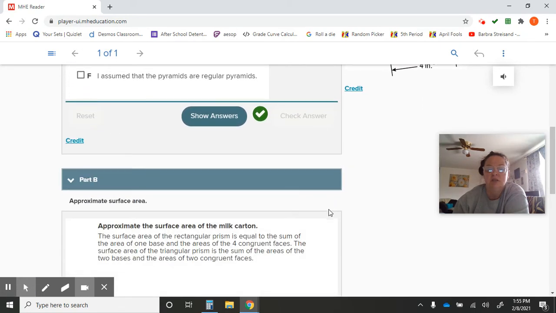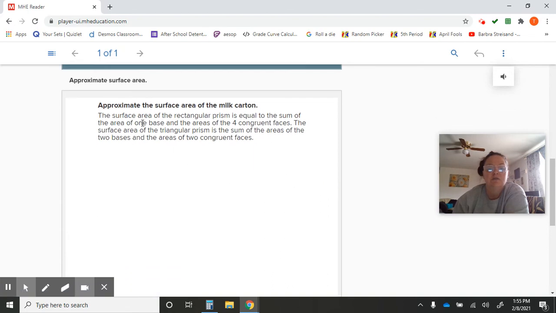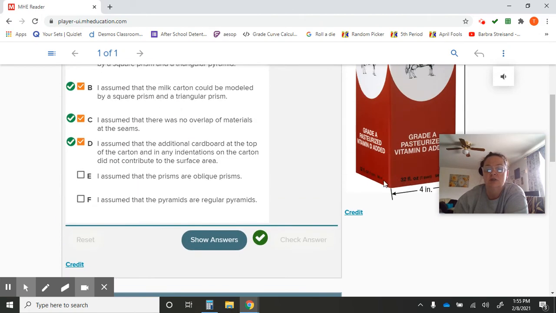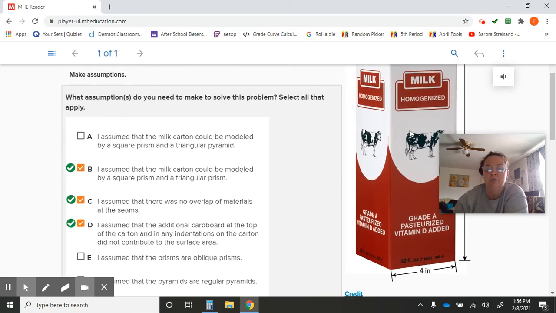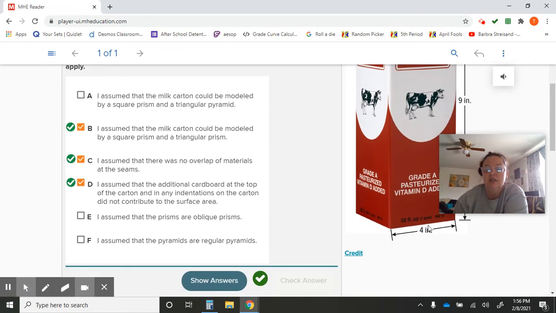Now we're going to approximate the surface area. The surface area of the rectangular prism is equal to the sum of the areas of one base and the areas of the four congruent faces, right? So the base, the bottom here, and then the four faces which have the cow picture on them. There's going to be four of those. And the base is 4 by 4, and each of the congruent faces is 4 by 9.